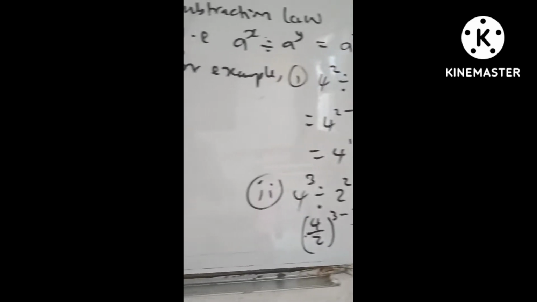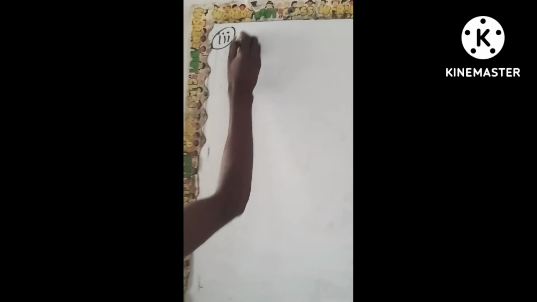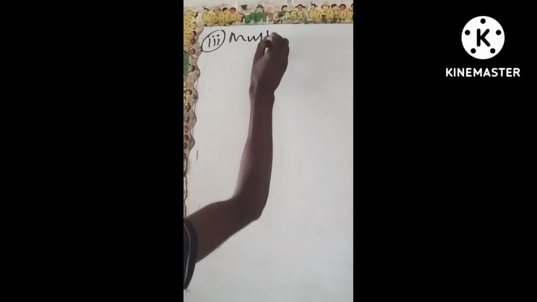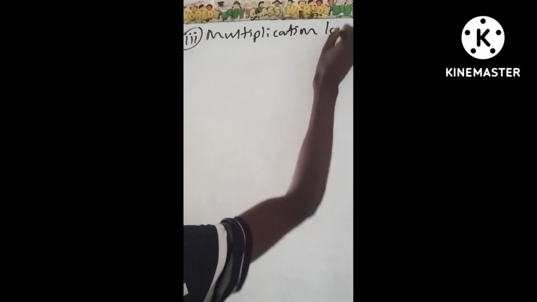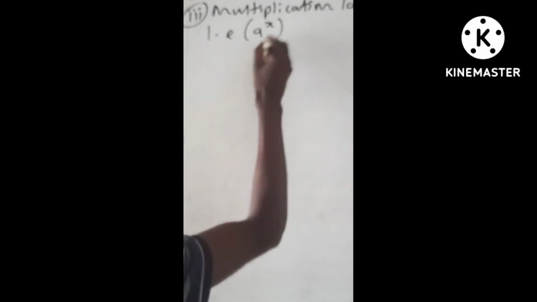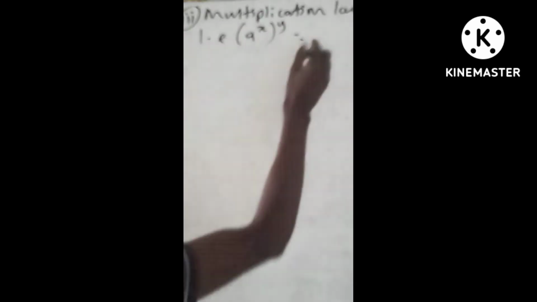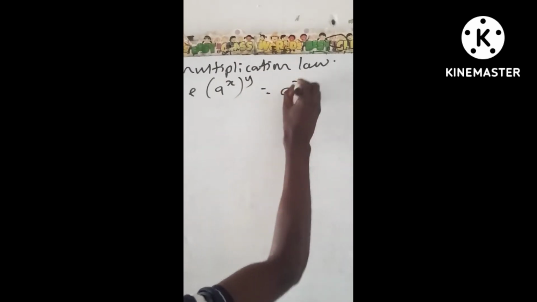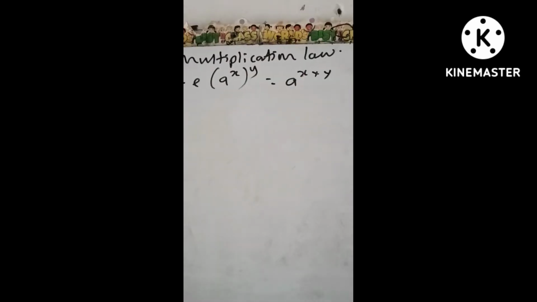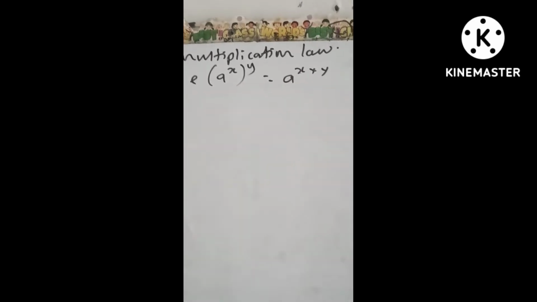The third law of indices is also called the multiplication law. That is when you have (a to the power of x) to the power of y, then you have a to the power of x times y, the powers multiply themselves. And that is why it's called the multiplication law.